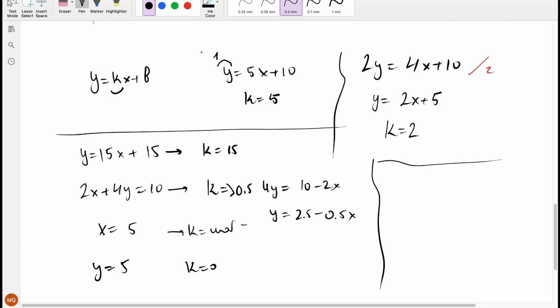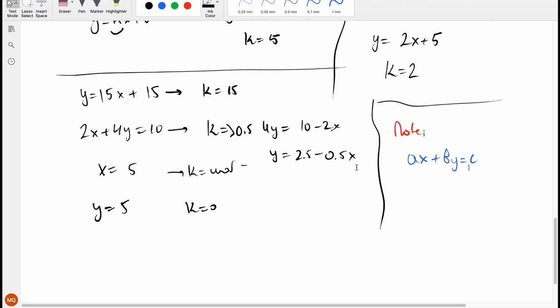Okay, here we can take a note. When the equation is given in this form, ax plus by is equal to c, and it goes to that form, slope is equal to negative a over b. So you don't need to actually do this one, you can just divide 2 by 4, then write a negative sign, so your answer is negative 0.5. So you will save some time.